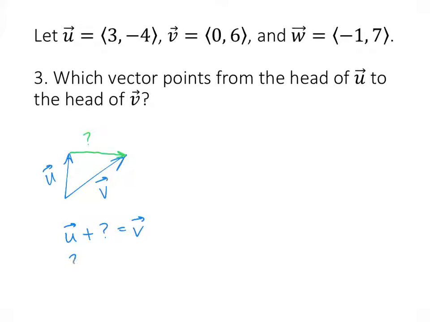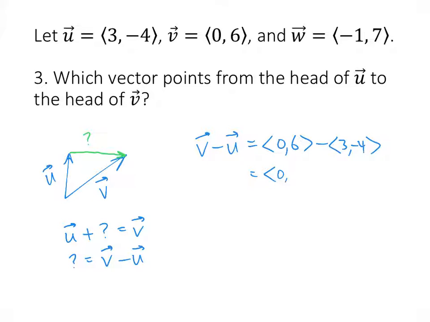So that means that the vector that I'm looking for is just going to be v minus u. So the vector I want is v minus u, and now all we have to do is compute what that is with these vectors that we have. So v is 0, 6, u is 3, -4. So this is going to be 0 minus 3, and then 6 minus -4, which is going to be -3 and 10.